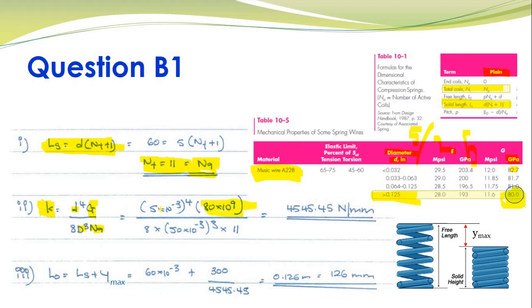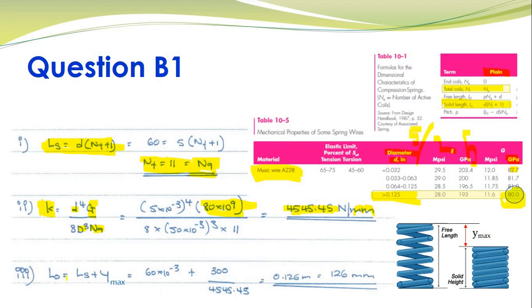Substituting all the values now, I get my spring rate, or the spring stiffness, to be 4545.45 Newton per meter. Just ensure that this is not mm, this is Newton meter. So just make a correction over here. It is not Newton mm but Newton meters. This value is correct, but the unit is incorrect. So just make a change that it's Newton meter.